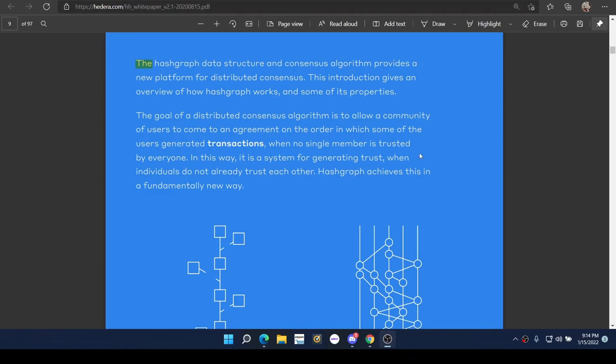Now, reading on here, the Hashgraph data structure and consensus algorithm provides a new platform for distributed consensus. The introduction gives an overview of how Hashgraph works and some of its properties. The goal of the distributed consensus algorithm is to allow a community of users to come to an agreement on the order in which some of the users generated transactions.